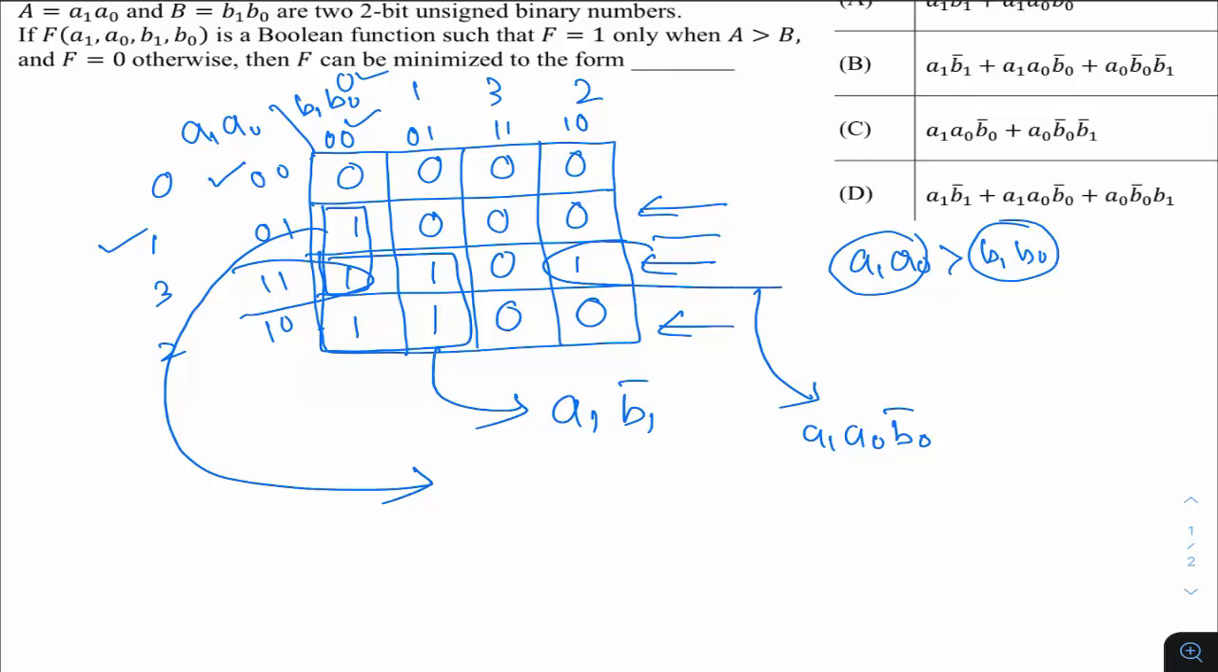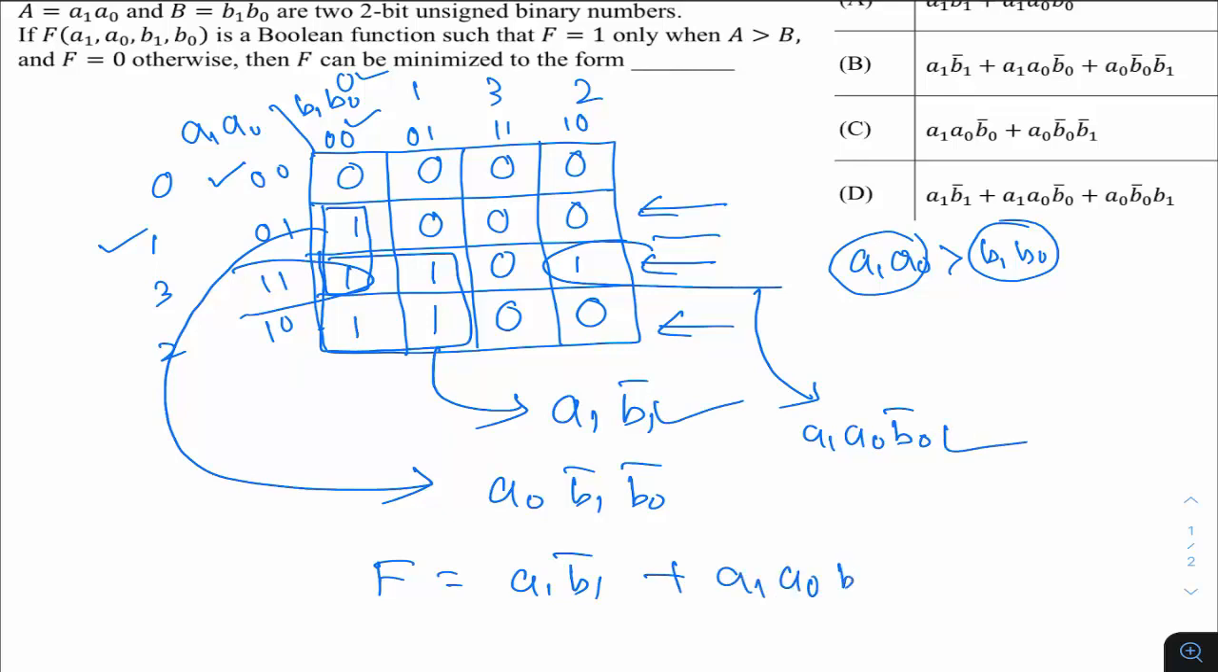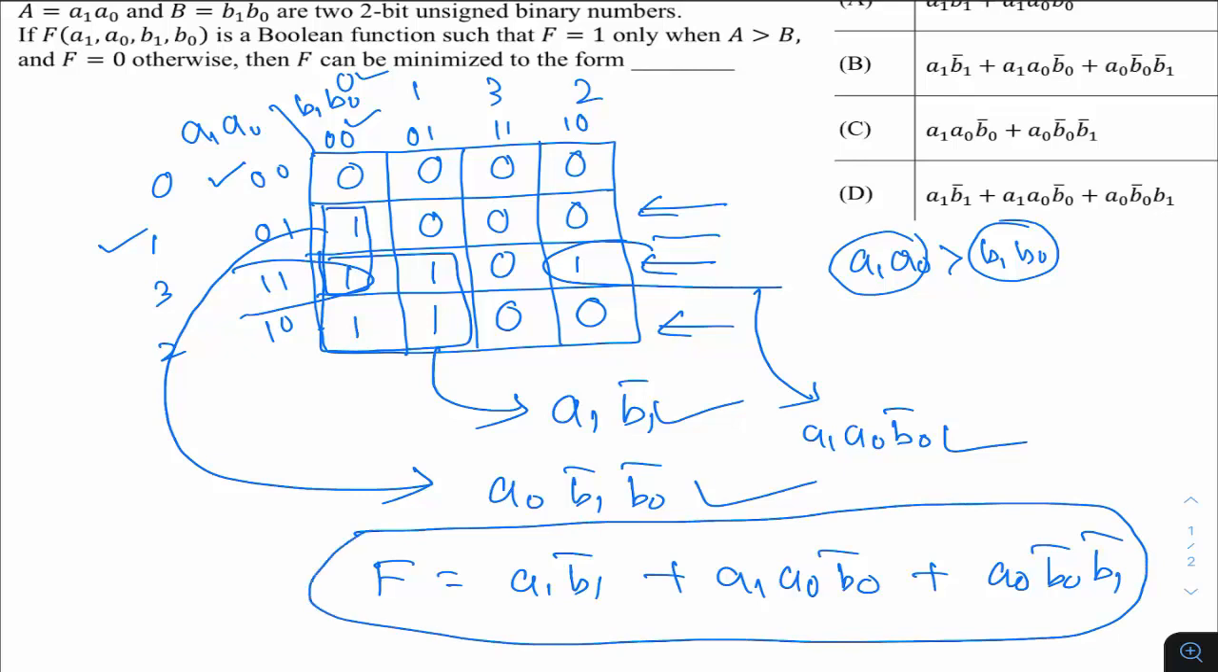From the row you get A0, and from the column you get B1 bar B0 bar. If you write it, F is basically A1 B1 bar, this term, plus this term A1 A0 B0 bar, then the next term is A0 B0 bar B1 bar. So this is the expression of F. And if you see, this is nothing but what is given in option B. So B is the right answer for this question.